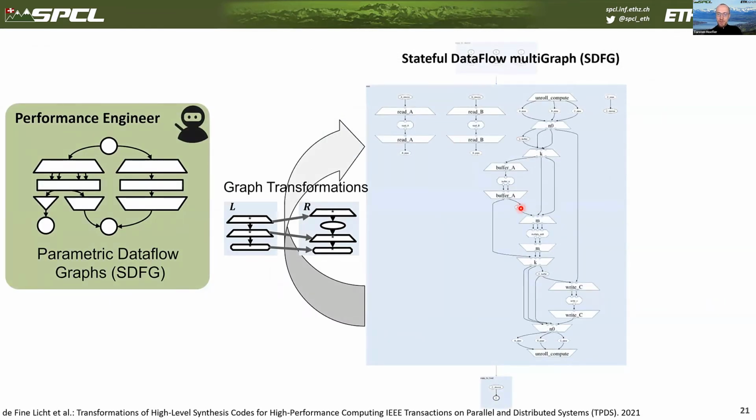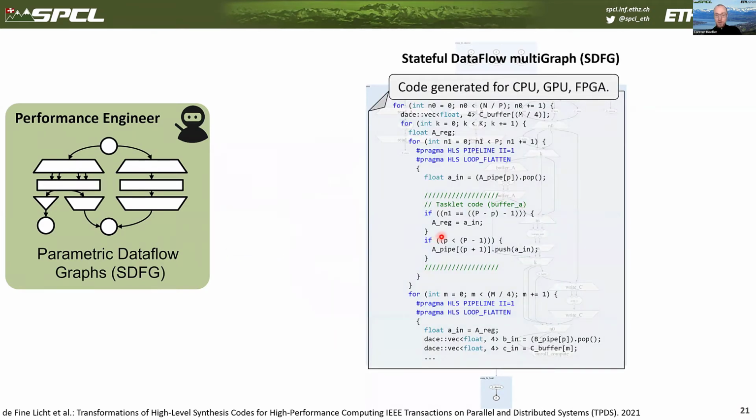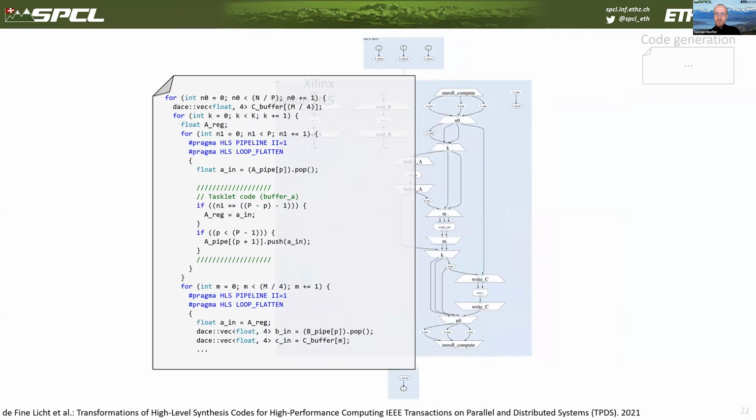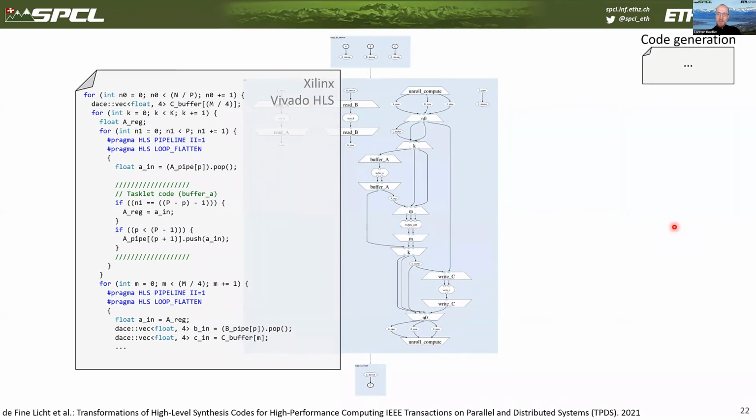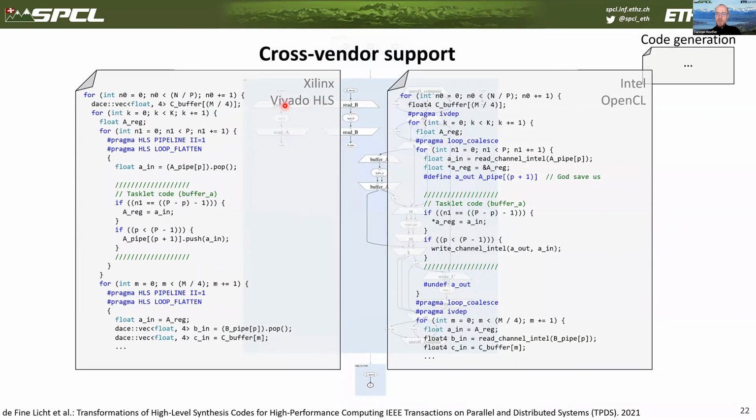And once we implement all these transformations, we get a new generated code, which now looks slightly different. So we now have different tasklets in this code, which is beneficial for the tool because the HLS backend can now place those somewhat independently. They're just connected by interfaces. And in fact, we can do this for both Xilinx Vivado HLS as well as Intel's OpenCL. So we have full portability across the devices.